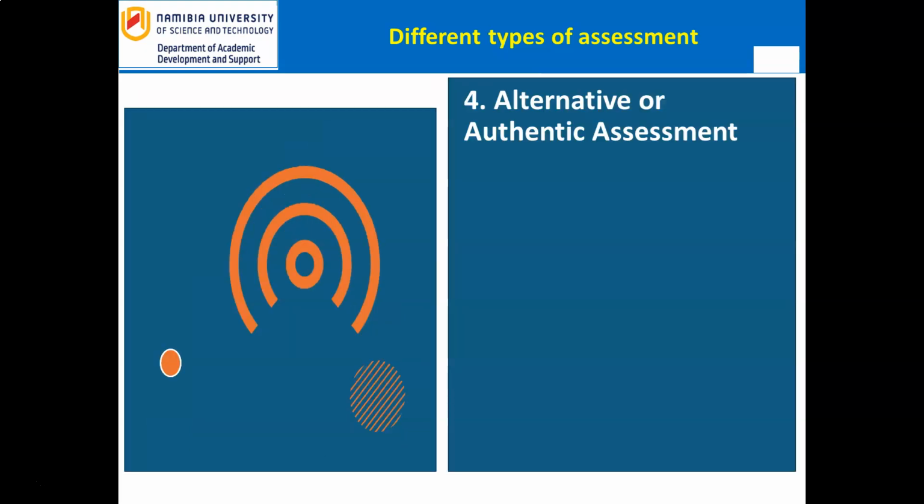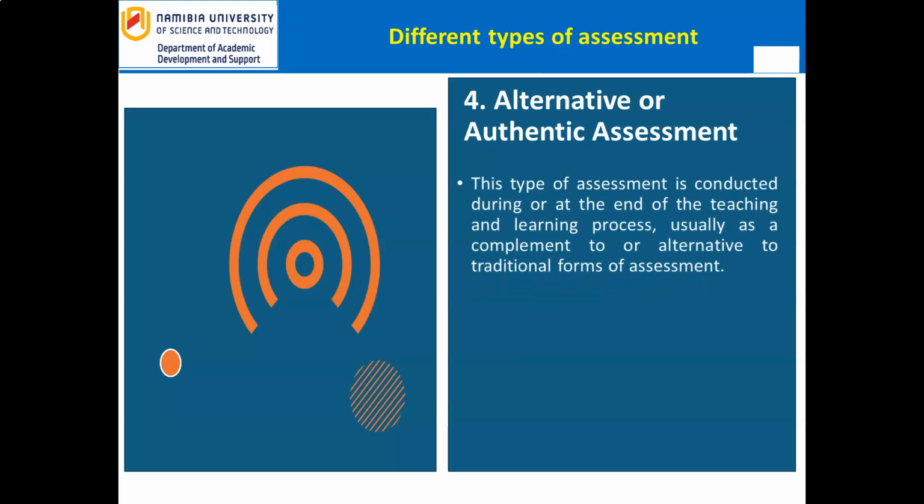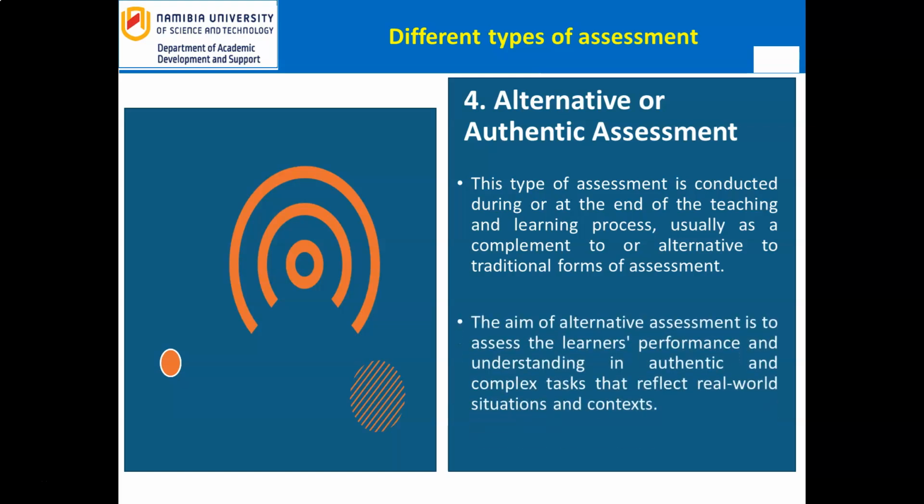Fourth, alternative or authentic assessment. This type of assessment is conducted during or at the end of the teaching and learning process, usually as a complement to or alternative to traditional forms of assessment. The aim of alternative assessment is to assess the student's performance and understanding in authentic and complex tasks that reflect real-world situations and contexts. Alternative assessment can also enhance the student's creativity, critical thinking, problem-solving, and collaboration skills. Examples of alternative assessment include simulations, games, case studies, demonstrations, experiments, and portfolios.